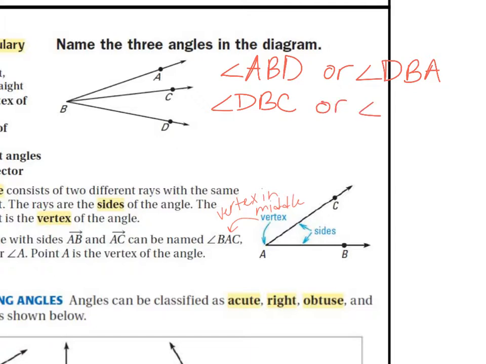Or CBD. What stayed the same, Maddie? B. The B, in the middle. It's still the vertex. Okay, I need one more. Raise your hand. Nick? ABC. Yep. Angle ABC. Sarah, what's another way to say that? CBA. Angle CBA. You have to put that little angle sign in front of it.